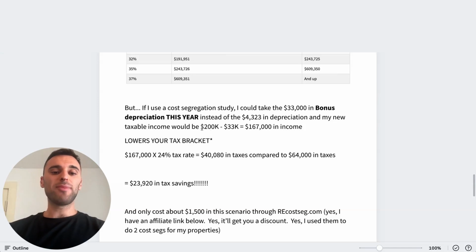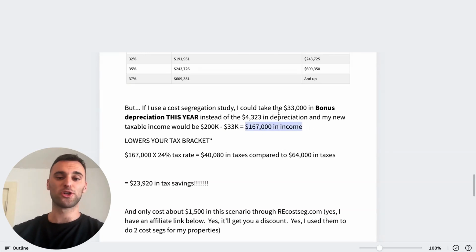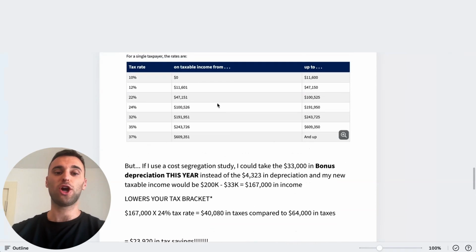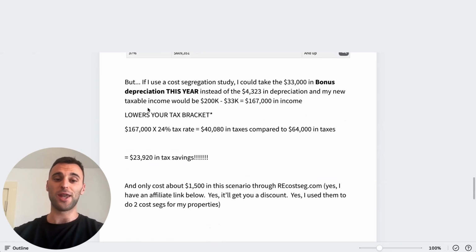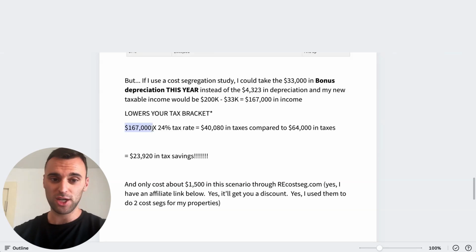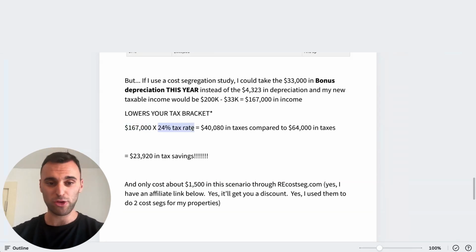So now, instead of my $200,000 in income, I'm minusing the $33,000 in depreciation, and my new taxable income is $167,000. Now, what's really cool about that, if we go up to this fancy chart here from the IRS, is my new tax bracket went from the 32% tax bracket to the 24% tax bracket. So now, if I take my new taxable income and multiply it by my new tax rate, the amount of money I owe in taxes for the year is now $40,000.